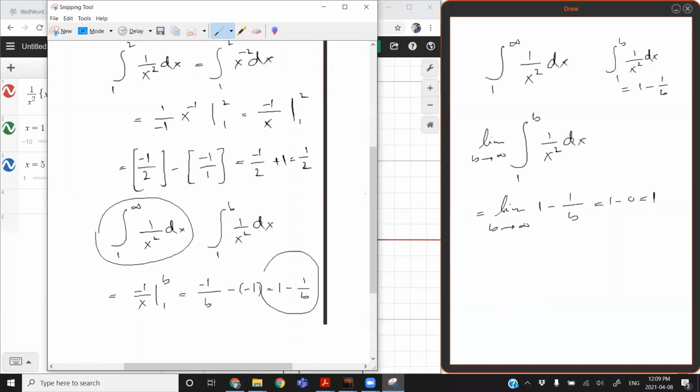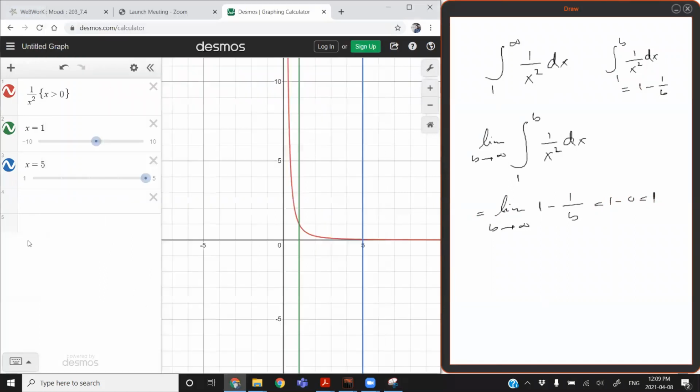So the exact area under this curve from 1 up to infinity, I'm going to get rid of this blue line, from 1 up to infinity. So the whole area, which is an unbounded area, is going to be a finite number, 1.